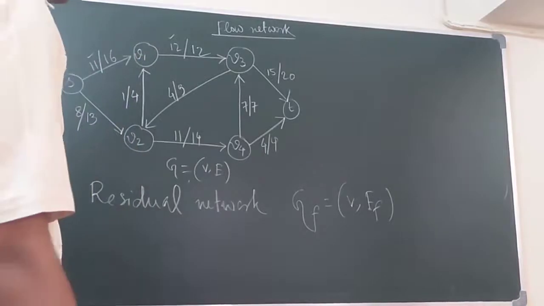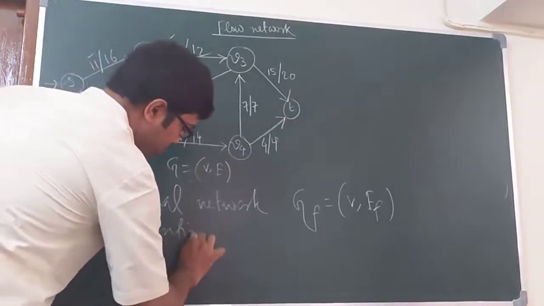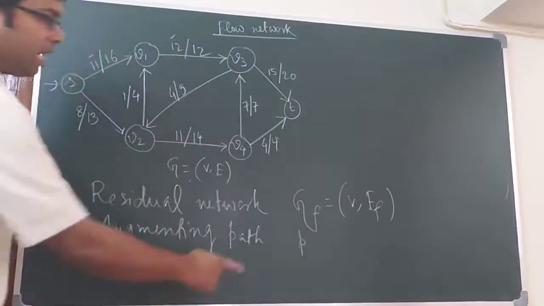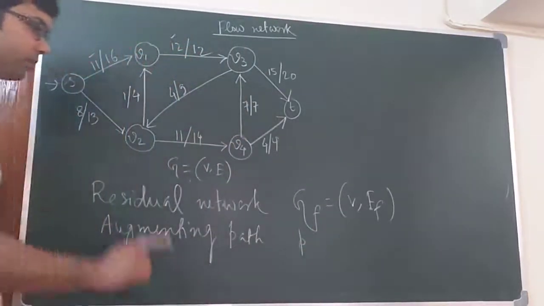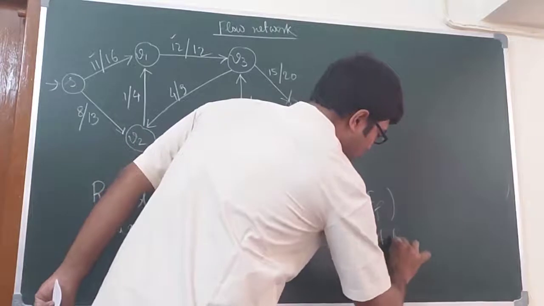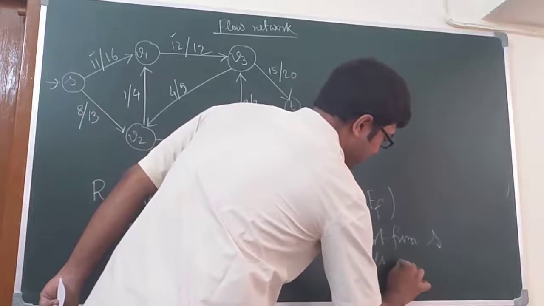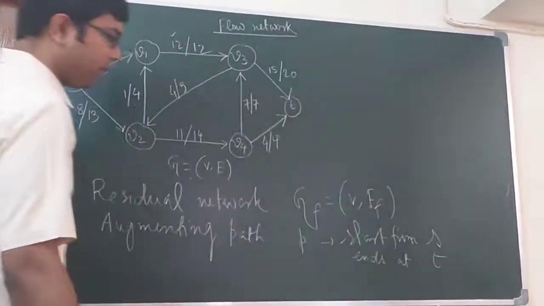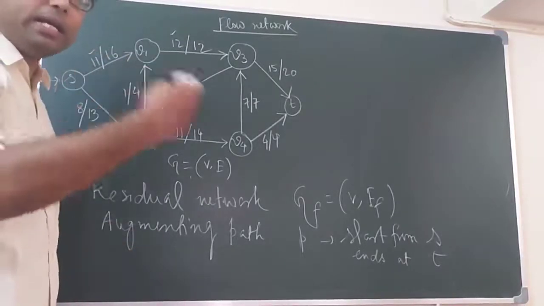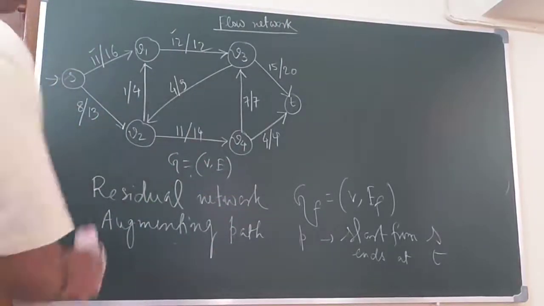Okay, and what is an augmenting path? An augmenting path is a path p in the residual network starting from the source S and ending at the destination sink T. So an augmenting path is any path in a residual network along which we can increase the flow from the start node to the destination node.